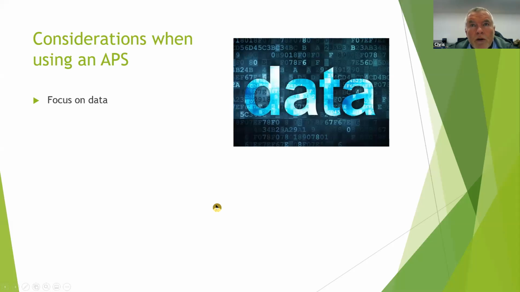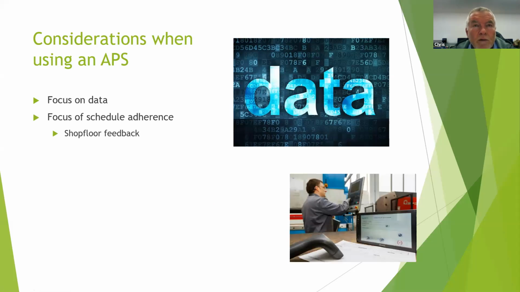When you use one, your focus switches from shouting and running around and expediting to making sure that data is correct. So you suddenly need to ensure that your data is correct and as complete as possible so that the whole process works correctly. You need shop floor feedback. If you don't get it, your schedule is inaccurate. So you need to focus on getting data feedback.